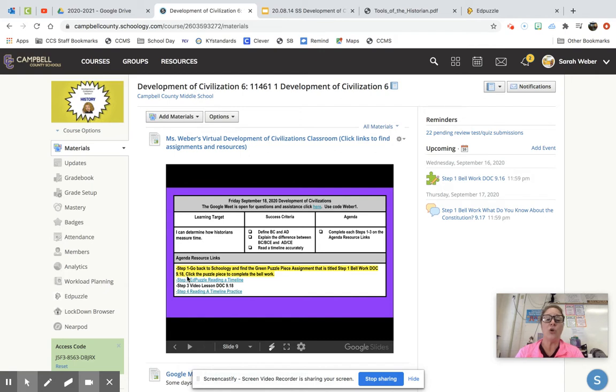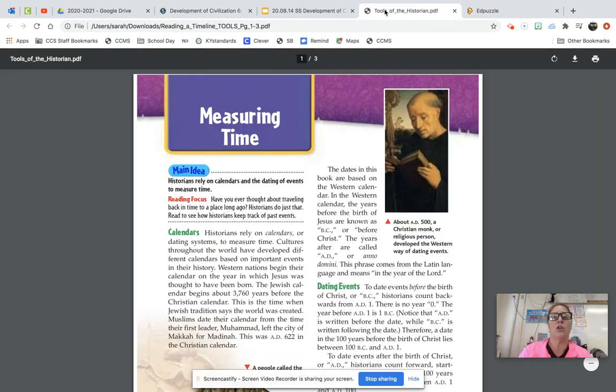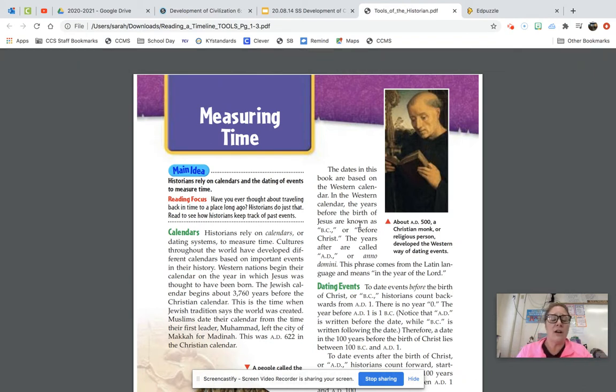Secondly, you're going to complete the Ed puzzle. This Ed puzzle about reading a timeline will give you a little bit of schema or background knowledge about what I'll be asking you to do in that timeline practice worksheet. Right now, you're watching the video lesson. I want to read to you a short article about measuring time to help build on that background knowledge or that schema that you learned from your Ed puzzle. Follow along with me as I read aloud.